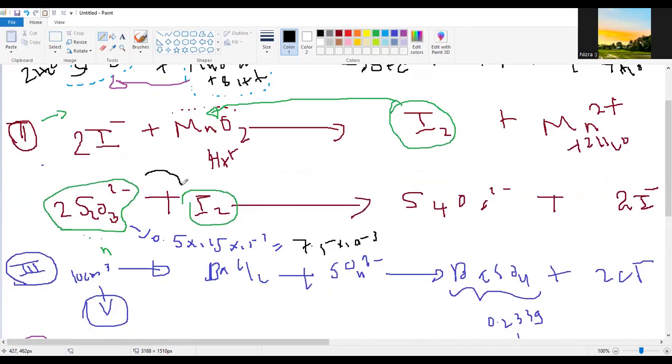Now you can say thiosulfate to I2 ratio is 2 is to 1. Then I2 moles will be half of that. Half of 7.5 is 3.75 into 10 power minus 3. So that's the moles of I2. Now I2 to manganese dioxide ratio. That's 1 is to 1, right? So we did that correctly, right? Yes.